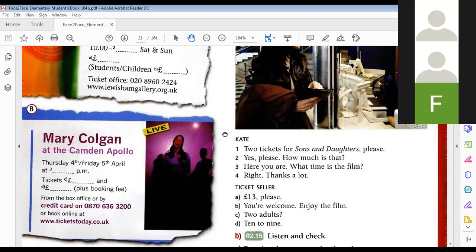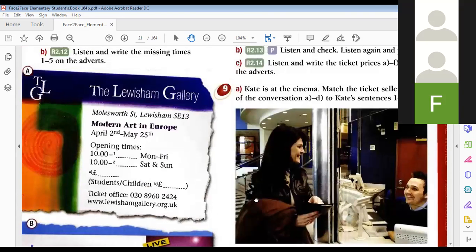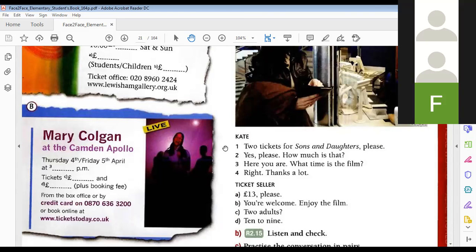So the first person is Kate. I think Kate is going to start. She will say 2 tickets for Sons and Daughters, please. So this is the first one. What's the answer? What is the ticket seller going to say? What do you think? Two adults. Maybe.